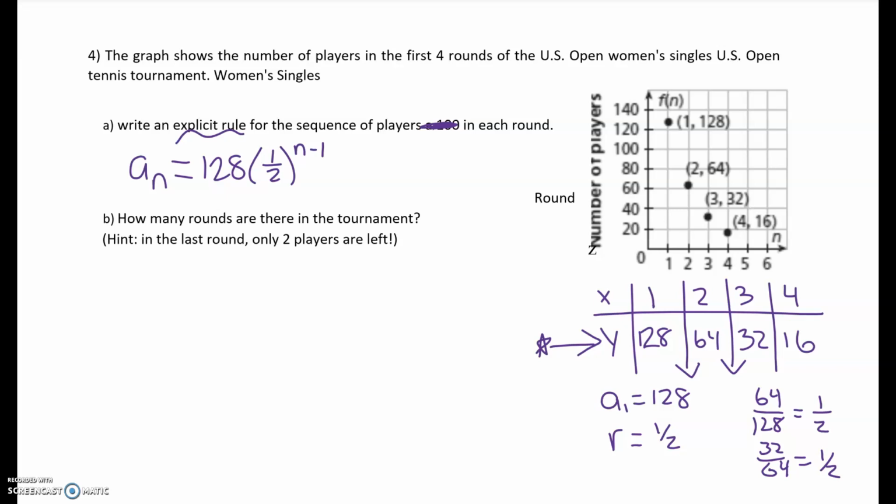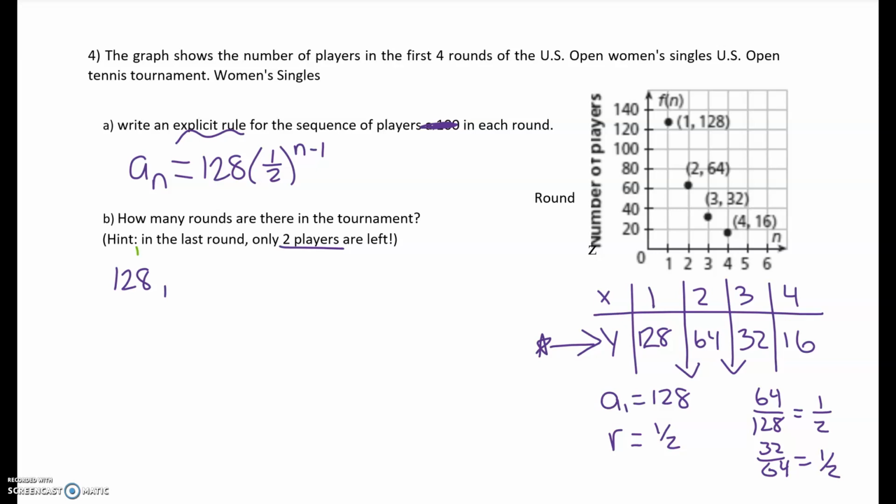Okay, so how many rounds are there in the tournament? Okay, so I need to find out if we kept going with this pattern, the last round will only have 2 players in it. So I need to find out how many rounds there's going to be. Okay, well, let's write out what we have. We start with 128 players, okay, for the first round. So this would be round 1.